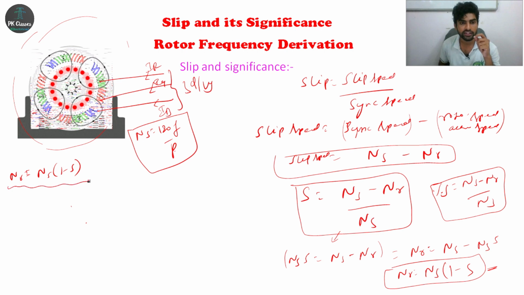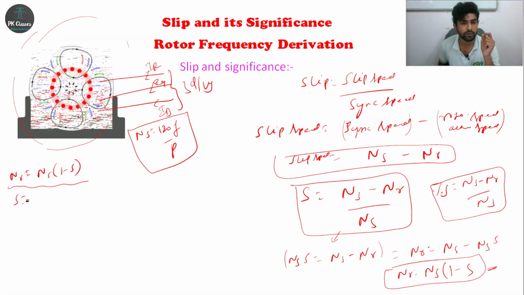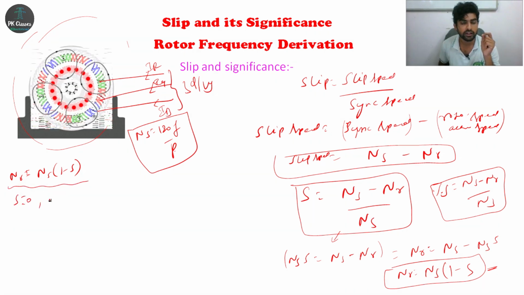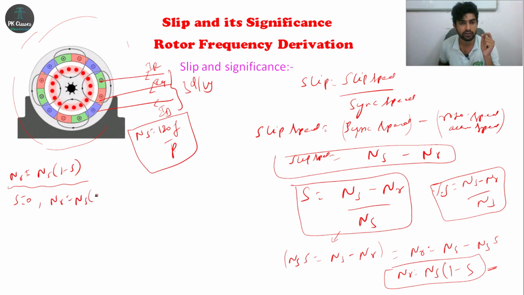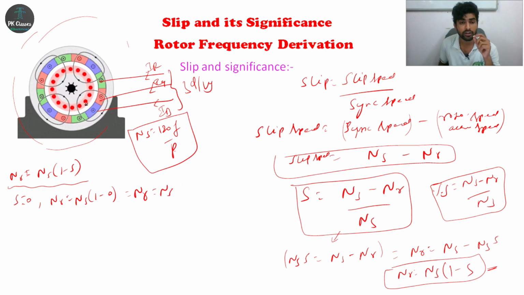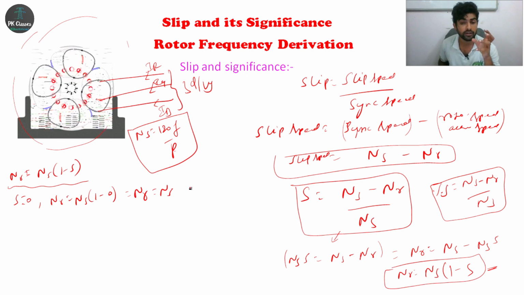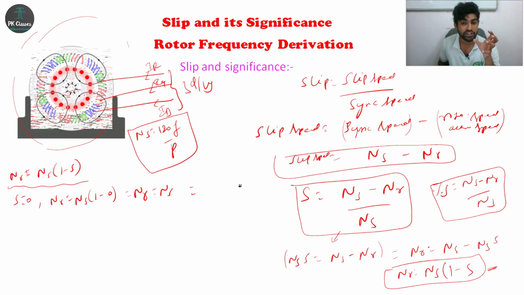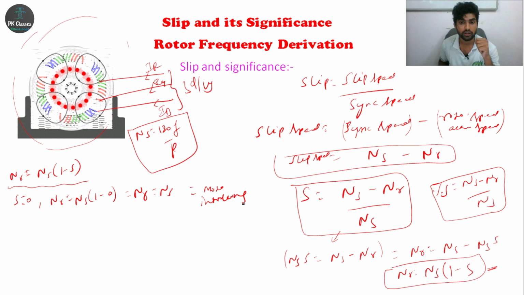So we'll see the significance of slip. If slip is equal to 0, what happens? Rotor speed Nr is equal to Ns times (1 - 0), so we get Nr = Ns. The motor will not rotate because interlocking will occur, or the rotor conductor will not induce any EMF because of the jam condition. So the motor will not rotate: interlocking, no rotation.